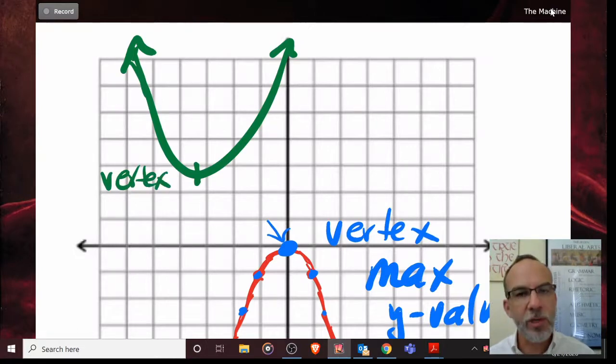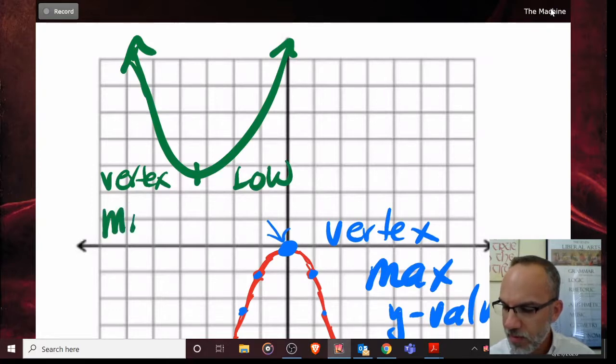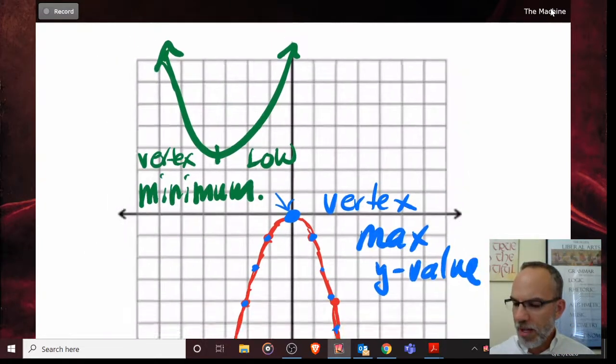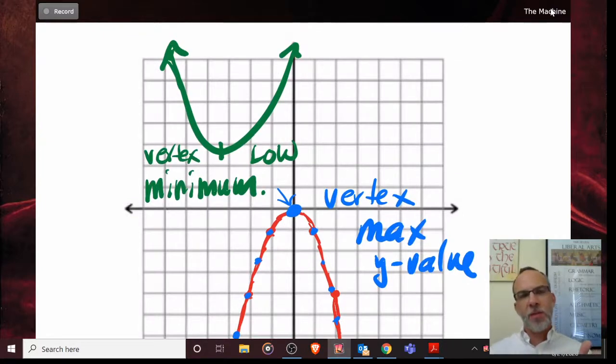Is this a high point or a low point? This is a low point. What do you call a low point? A minimum. So the green parabola has a minimum value and the red one has a maximum value, and that's determined by which direction they open.